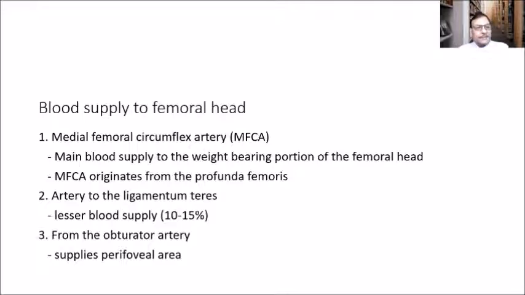The blood supply is given by the medial femoral circumflex artery. This is the main blood supply for the weight-bearing portion of the femoral head. There is another artery, the artery to the ligamentum teres, and its supply is only 10 to 15% of the whole head. So: the femoral circumflex artery, the main blood supply to the weight-bearing portion; the artery to the ligamentum teres, which supplies only 10 to 15% of the area; and there is an obturator artery which supplies a part of the head, the perifoveal area.